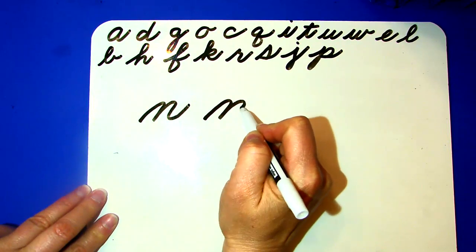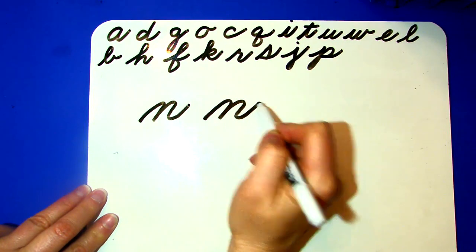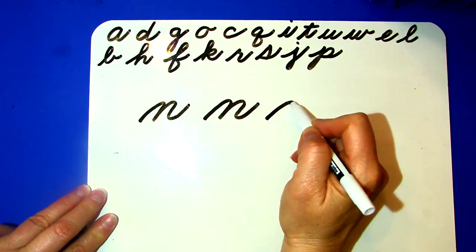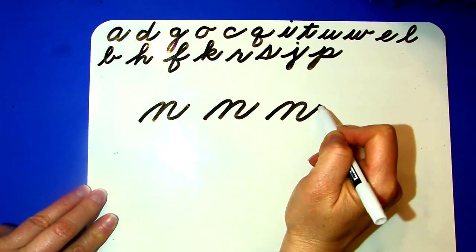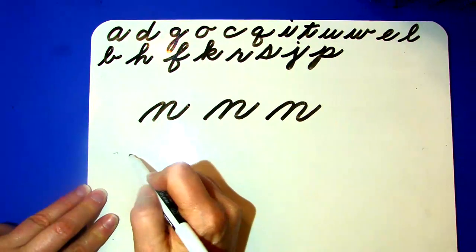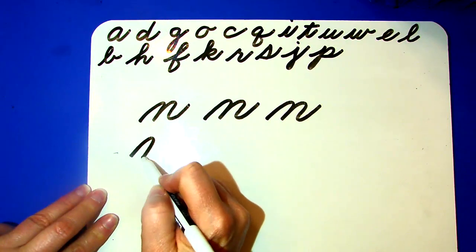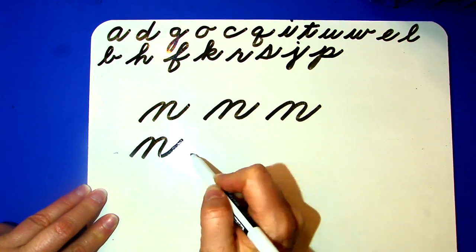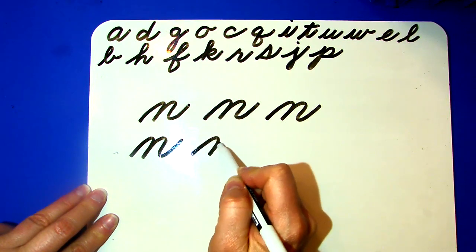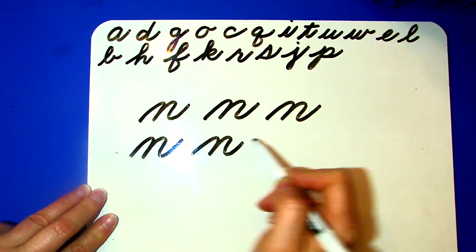Up and overcurve, pull back twice. Undercurve. Up and overcurve, pull back once. Up and overcurve, pull back twice. Undercurve. There it is. That's all there is to it.